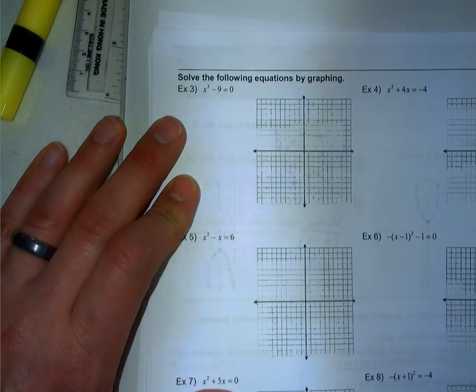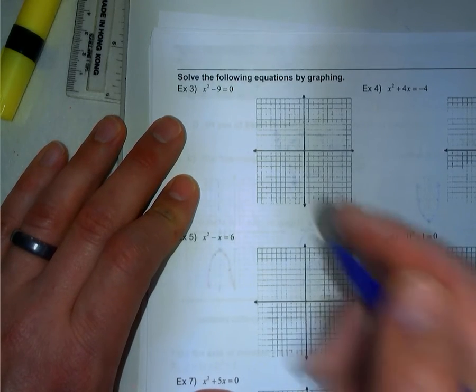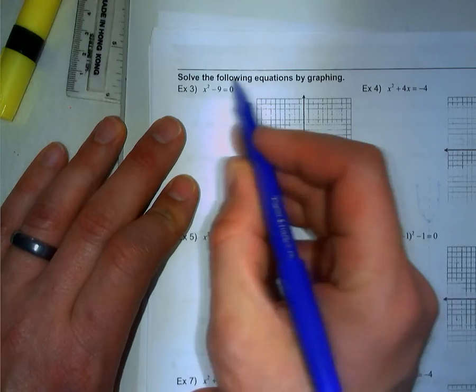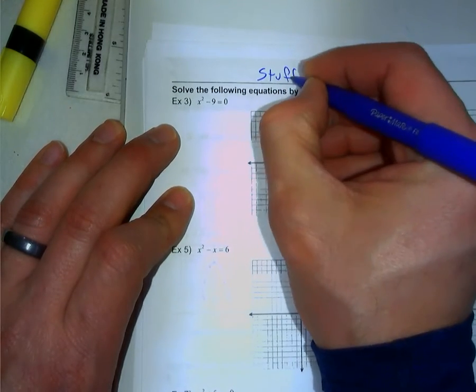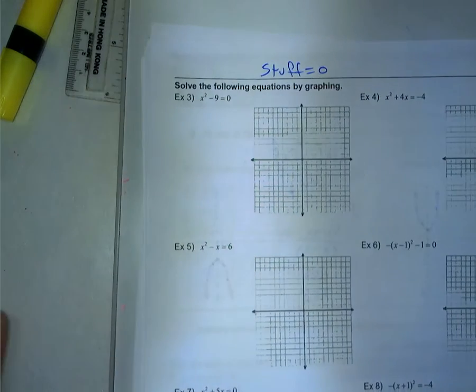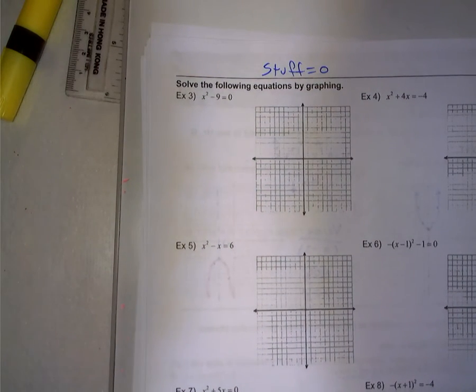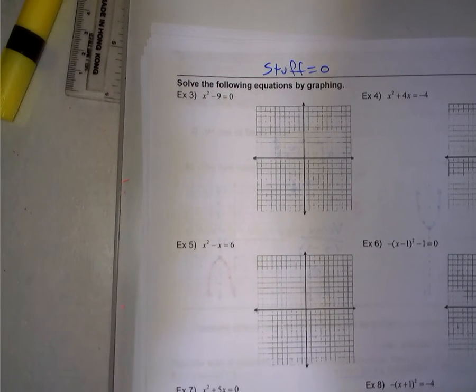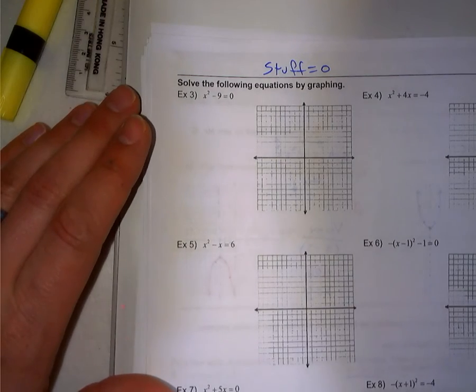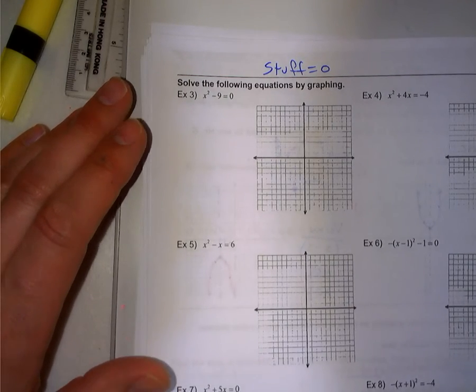All right, it says solve the following equation. So now you see that it's x squared minus 9 equals 0. We always want our stuff equal to 0. If it's not equal to 0, we have to get it equal to 0. In this case, we have that, so now we're ready to graph this thing. Does this look like vertex form or standard form? This looks like standard form, like y equals ax squared plus bx plus c.